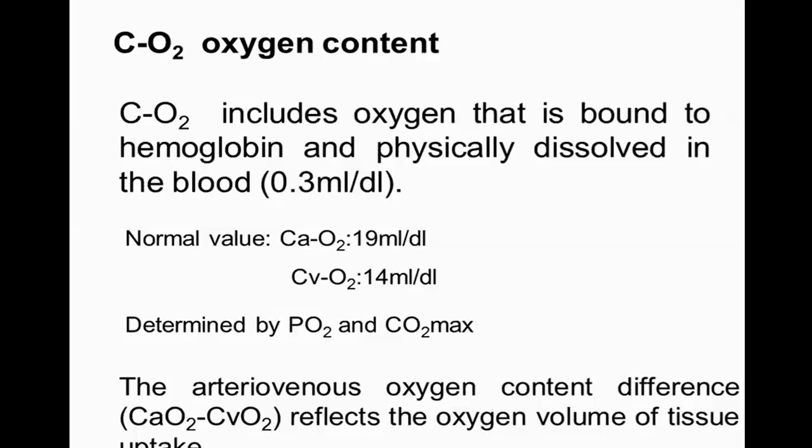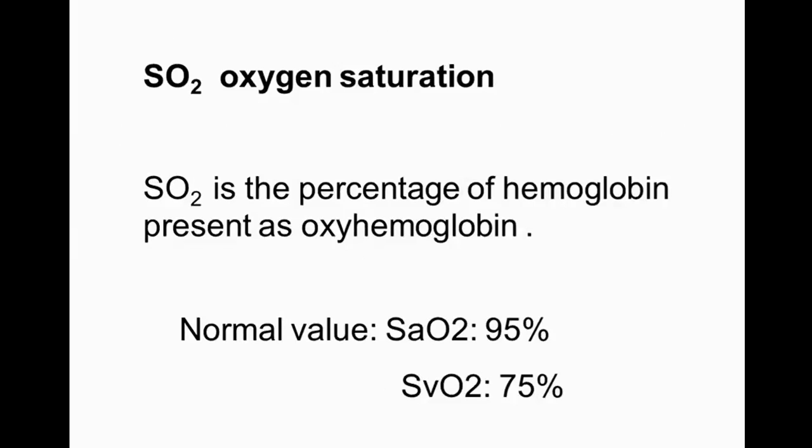Okay, it's the maximum. And the arteriovenous oxygen content difference reflects the oxygen volume of the tissue uptake. As we said, it's 5 milliliter per deciliter, or 50 per liter, or 250 per cardiac output. Yes? It's 250.